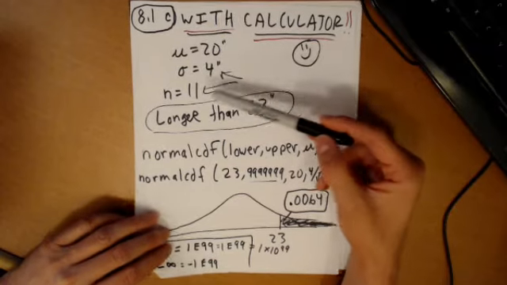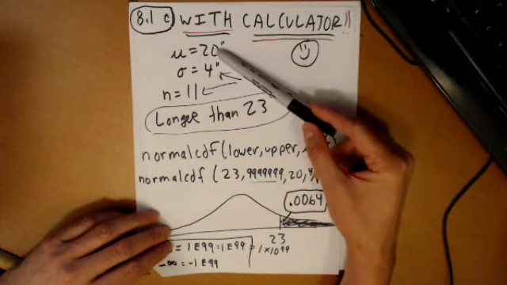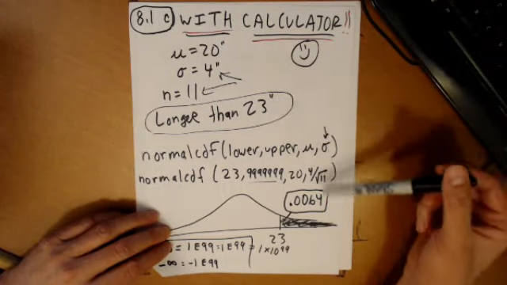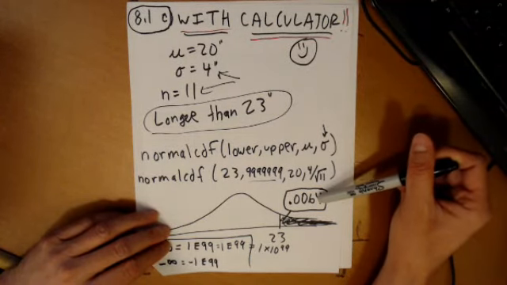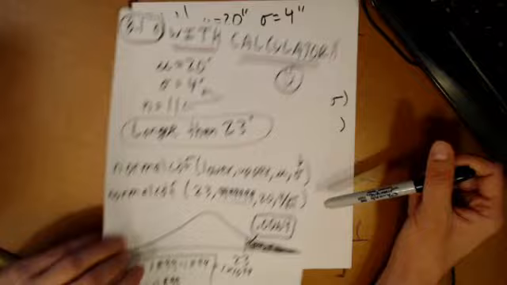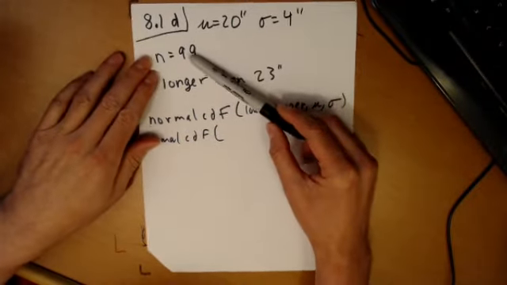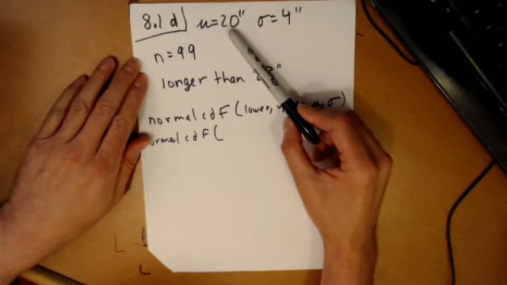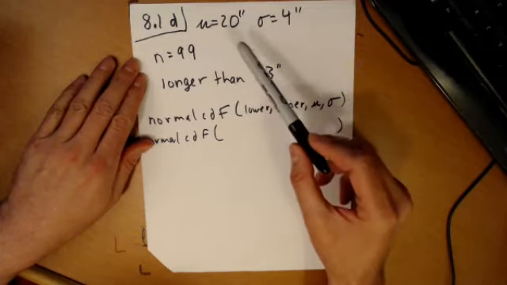Remember when I was talking about sampling 11 salmon that the mean should be really close to 20? So getting a mean that's more than 23 seems really unlikely, and we got a probability of less than 1%, 0.0064. So if I sample 99 salmon, I'm pretty sure that the X bar is basically going to be 20. If you're starting to conceptualize sampling, see if that makes sense.